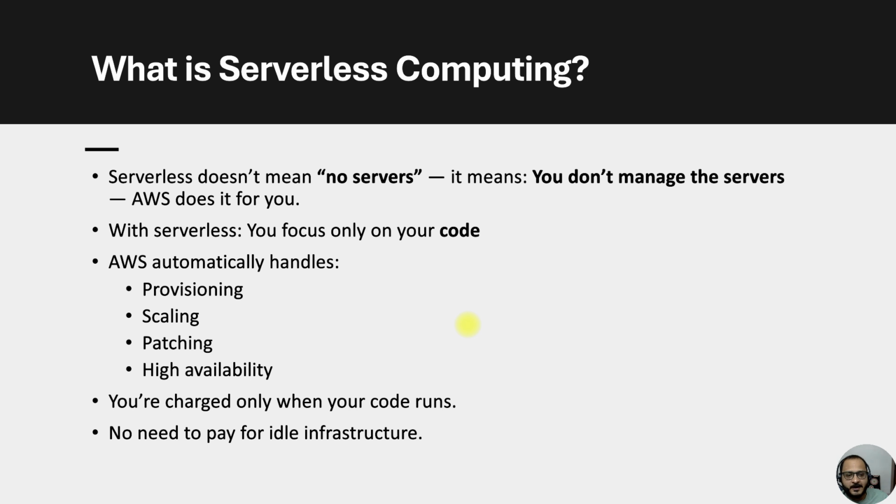For example, if you have run your code for 2 minutes or 3 minutes, you will be charged only for that particular time duration. It is not like your instance is running for 3 hours and AWS charges you for the total 3 hours. No, it will charge based on the execution time it takes to perform your task. Even if your infra or server is up and running, you will not be charged for that. So here there is no need to pay for idle infrastructure.